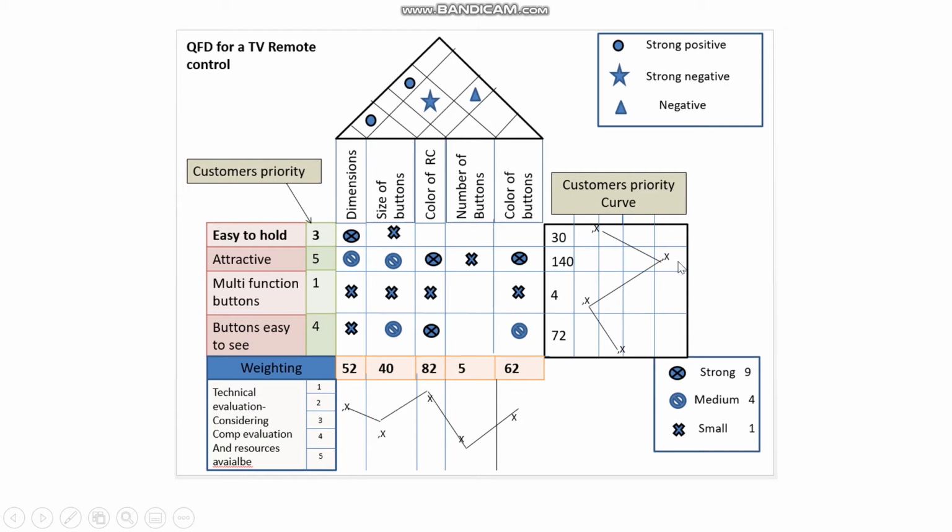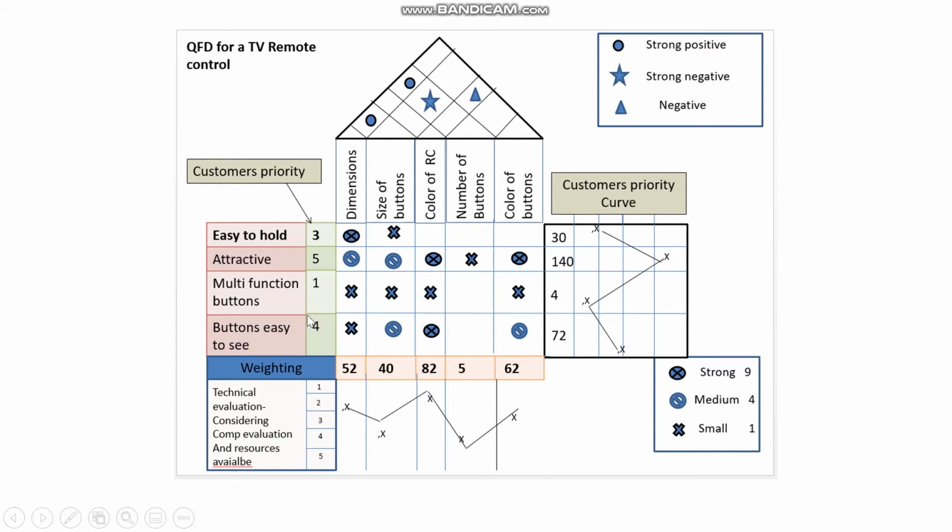See, 140 it is there. This is the highest priority we have to give in this column. That means attractive we are giving. Here, if we go 52, 40, 82, 5, 62 is coming. So that means 82, color of RC, we have to give. So attractive and color of RC: if we change the color of the remote control, that means attractiveness will improve. The next priority is 62 here, color of buttons.